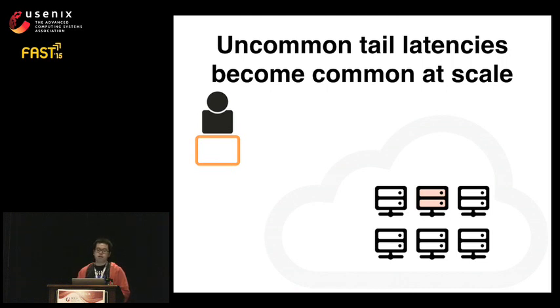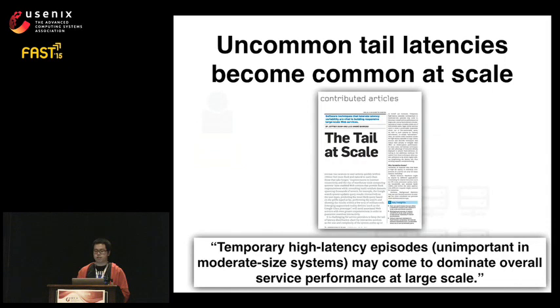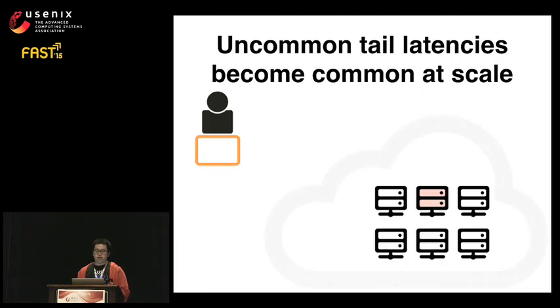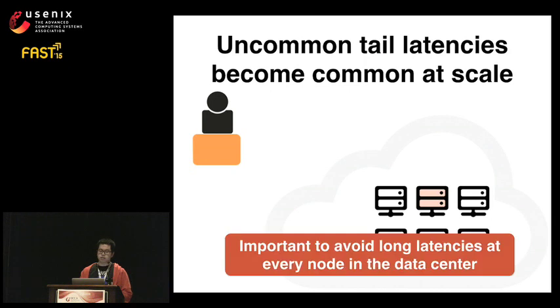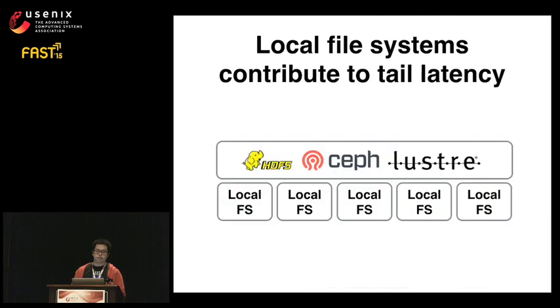But it's very hard to maintain low latency because, as the TLS paper pointed out, temporary high latency episodes that are not important at small scale may come to dominate overall service performance at large scale. And this animation illustrates the idea. A user's request can only finish when all the sub-requests are finished. If one request takes a long time, then the user has to wait. So it is more important to avoid high latency at every node in the data center.